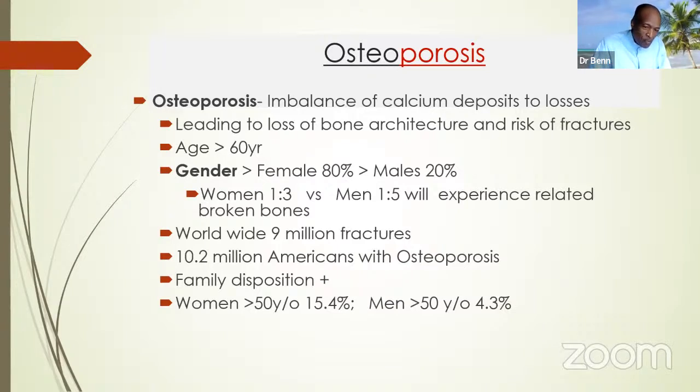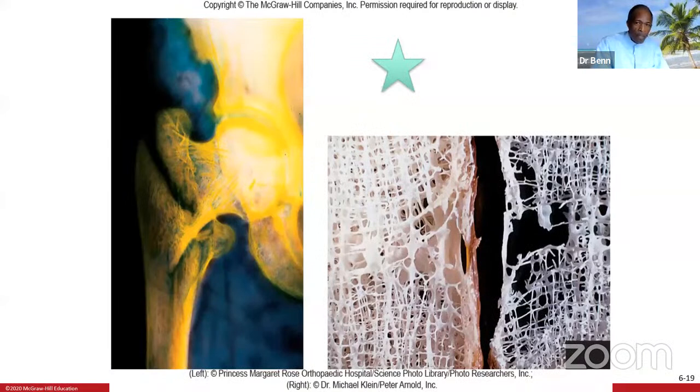So women that are greater than 50 years of age have about a 15% chance. Men greater than 50, about a 4.3% chance. Because the function of those sex hormones has a lot to do with that. Now let's take a look at what osteoporosis may look like on an X-ray. Here we see on the right side, this looks like a lattice network, but this is loss of bone. It shouldn't look like this. Over here, it should be more like this, okay?